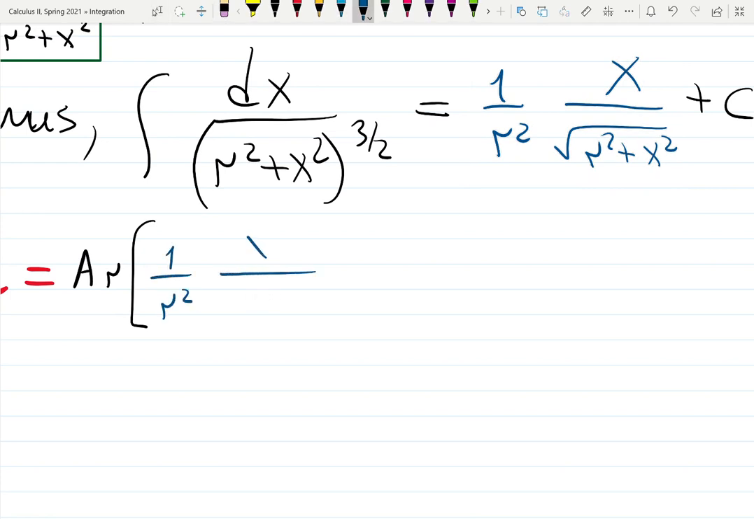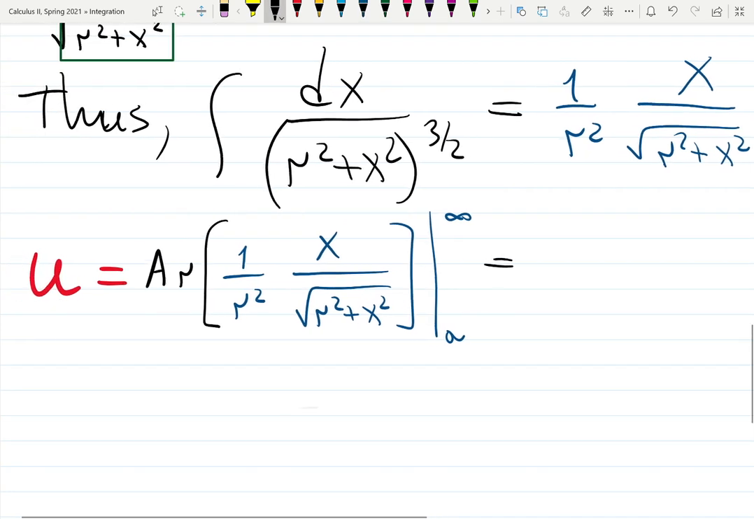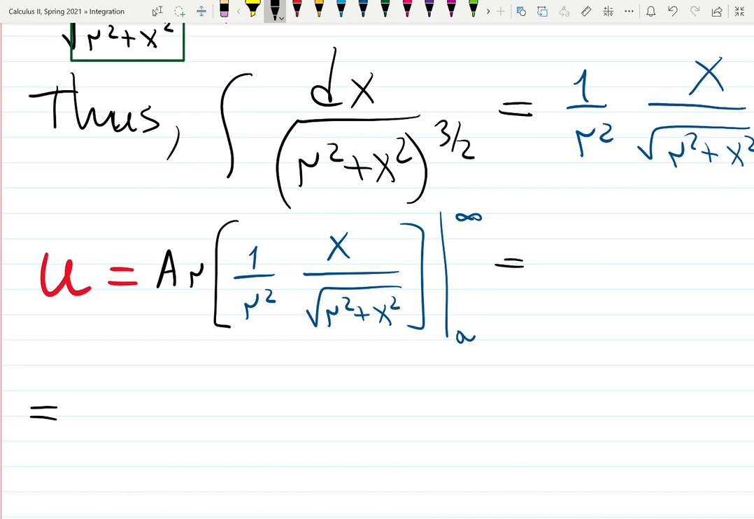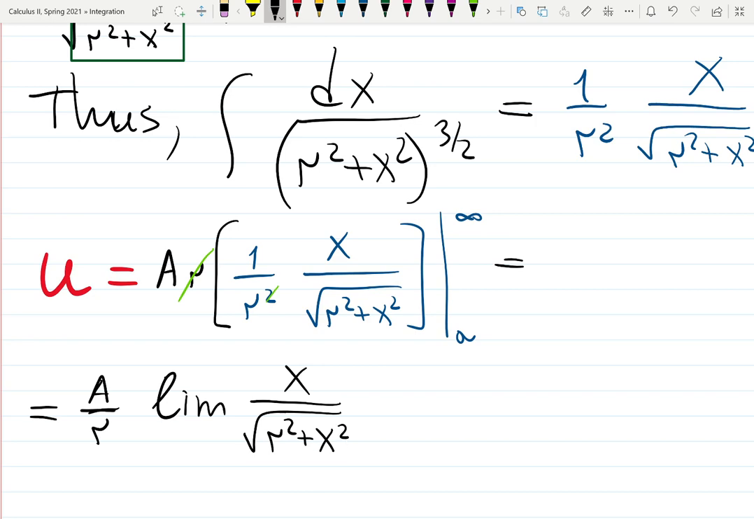And now, instead of plus c, do you know what I'm going to do? I'm going to put a bar and calculate this from a to infinity, which is a bad notation, of course. As you remember, we're not supposed to plug in infinities. We're actually supposed to use limits. So let's do it. But before we do it, we can simplify this r and r in the denominator. So I'm having a over r. Then I have a limit.